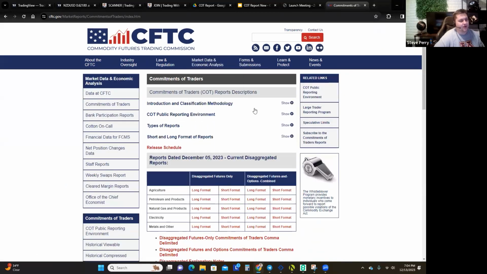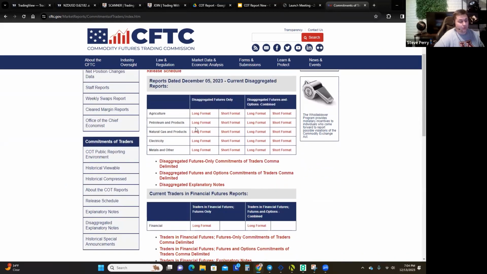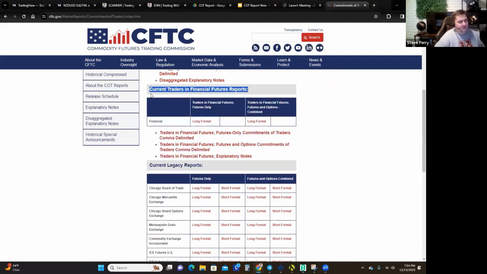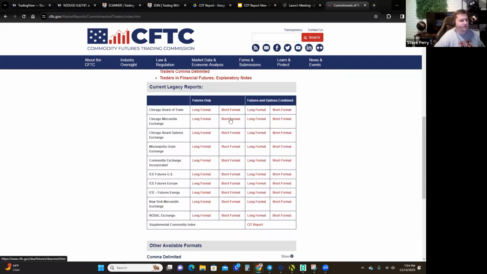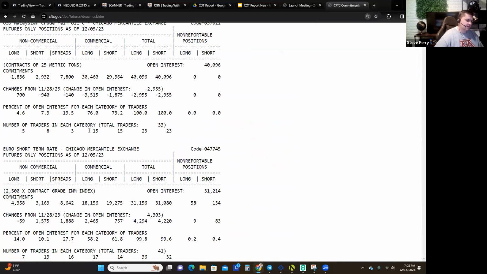From here, there's a lot of information you can read up on, but there are a lot of different COT reports. There's not just one report. There are many for different sectors of the financial markets, right? You've got agriculture, petroleum, natural gas, electricity, metals. You've got these, which are more currencies, in the financial futures report. These are legacy reports down here that have to do with different exchanges. We look at the CME mainly for our data.